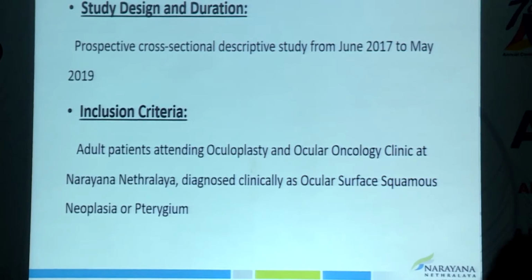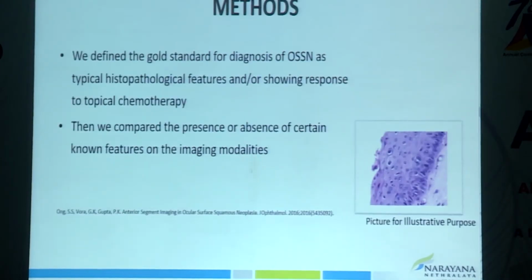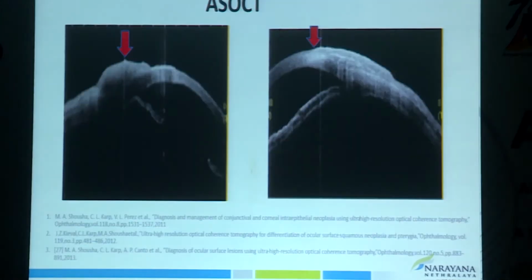We did a prospective cross-sectional study. We defined the gold standard for diagnosis of OSSN as typical histopathological features and/or showing response to topical chemotherapy. Then we compared the presence or absence of certain known features on the imaging modalities.